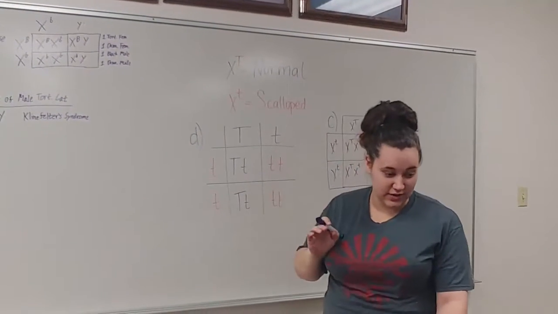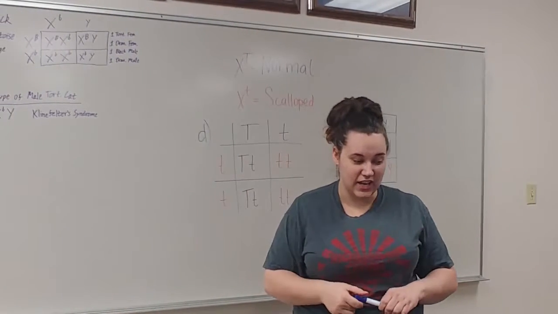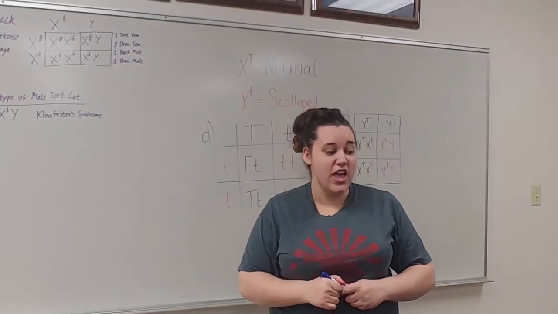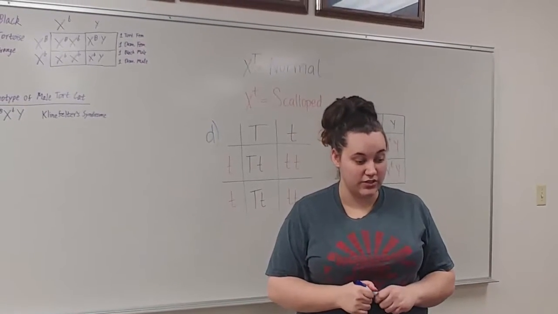And then it says for D, this question concerns the scalloped phenotype described in part C. Assume that the scalloped phenotype is the result of an autosomal recessive mutation. Indicate the genotypes and phenotypes the progeny produce when reciprocal crosses are done.